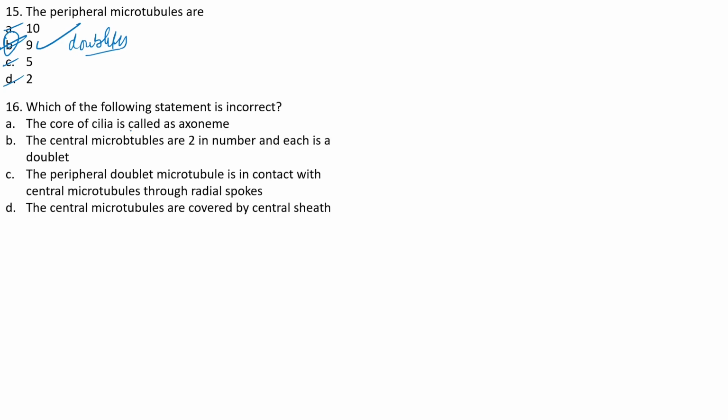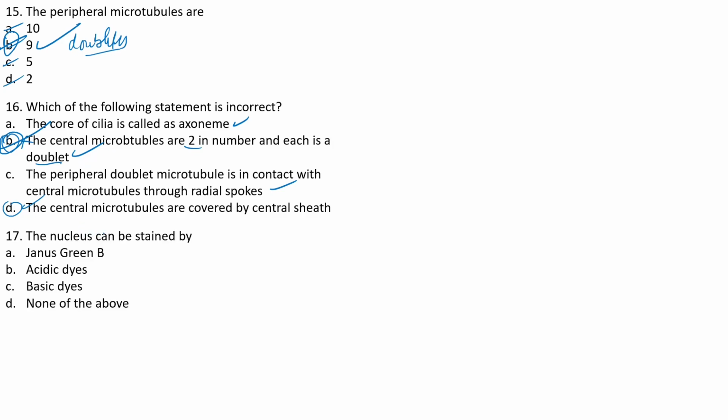Next, which of the following statements is incorrect? The core of the cilia is axoneme. It is actually correct. The central microtubules are 2 in number and each is a doublet. No, each of them is actually single in nature, right? They are not doublets. So we can say that this statement itself is wrong. So let us look into the last two options. The peripheral doublet microtubule is in contact with the central tubules through radial spokes. Exactly. Okay. And the central microtubules are covered by the central sheath. Yes, it is correct. So we can say that the incorrect statement is B, right? They are 2 in number, but they are not doublet, right? So B is our wrong statement.